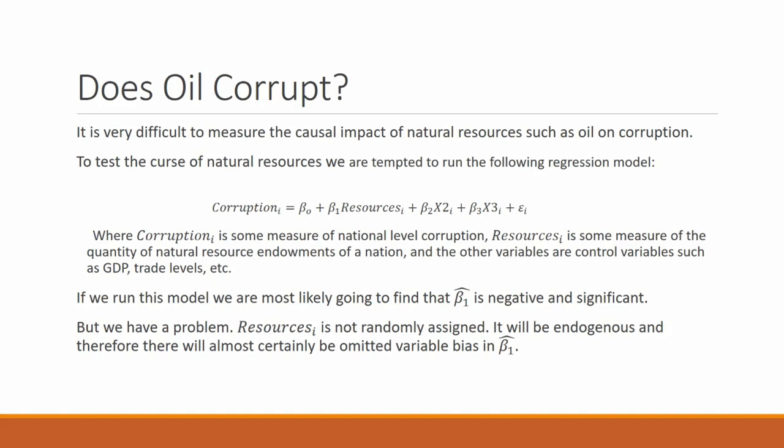So to test the curse of natural resources, we might be tempted to run what we might call a naive regression model, in which we use some measure of corruption as the dependent variable, and then we use some level of natural resources as the independent variable of interest, as well as some control variables. Now, if the curse of natural resources is true, we could run this regression, and we might find that beta 1 hat is negative and significant. But the problem is that resources is not randomly assigned. And so it will be endogenous, and therefore there will almost certainly be omitted variable bias, just like before. And so we can't simply run this regression model. We will get biased results.